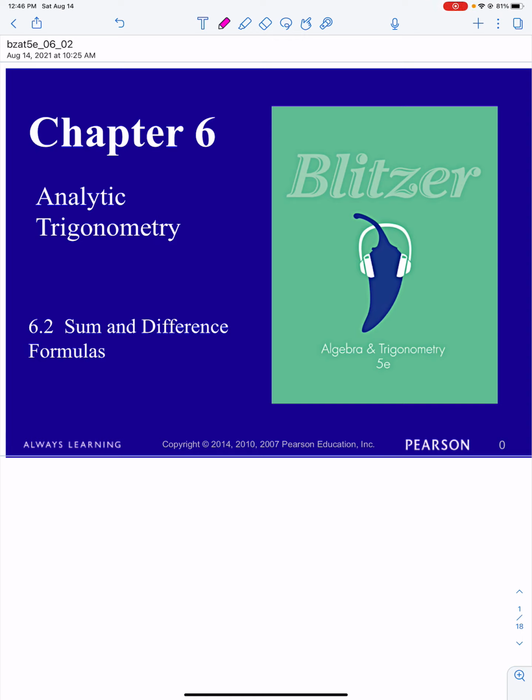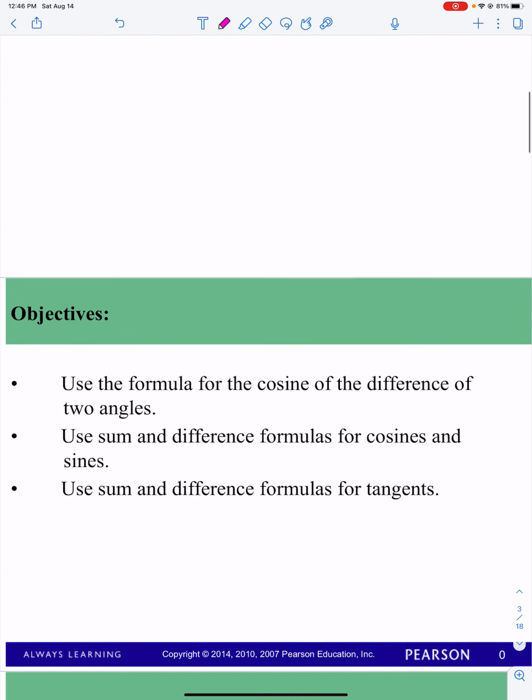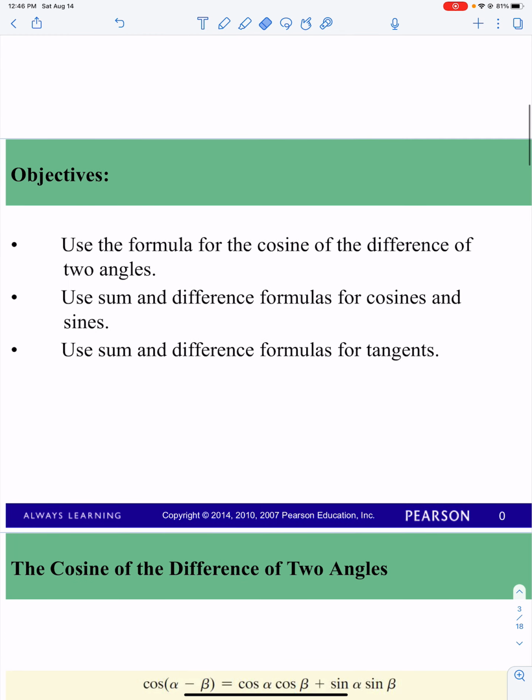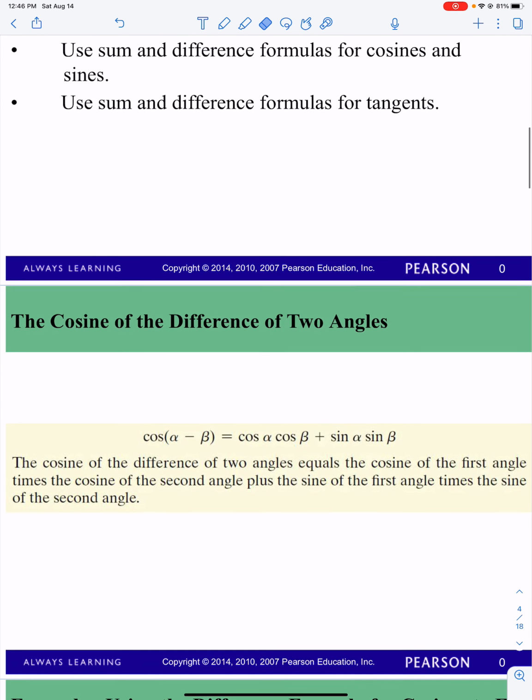Okay, so we wanted to talk about the sum and difference formulas of the trigonometric functions. We wanted to use the formula for the cosine of the difference of two angles, and the sum and difference formulas for cosine and sine. There are some questions in your homework related to this, and it's a common error in your exam. So be careful and remember these formulas.